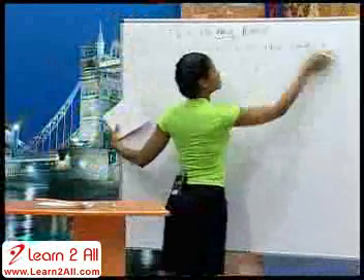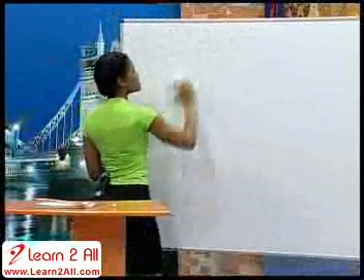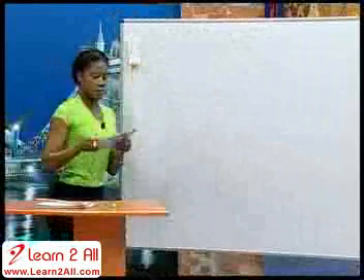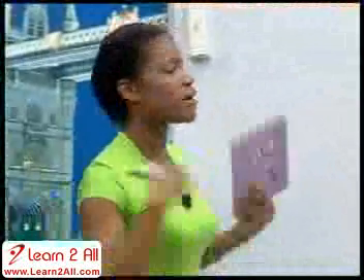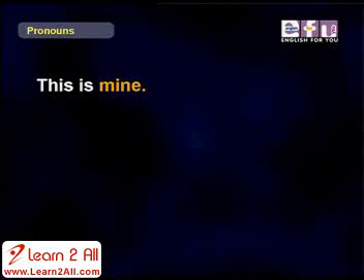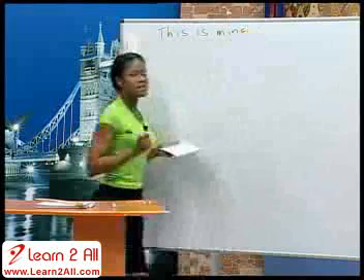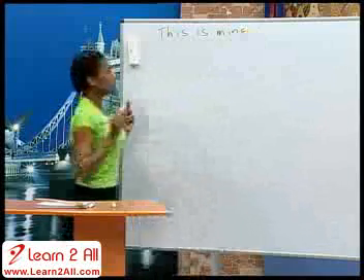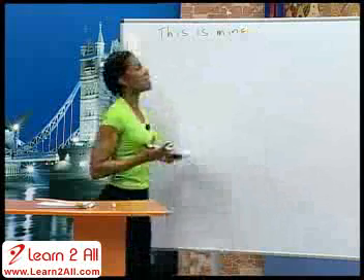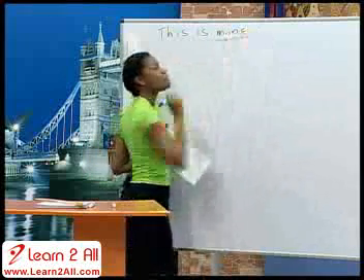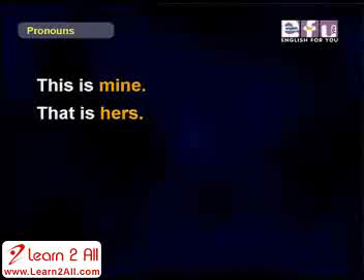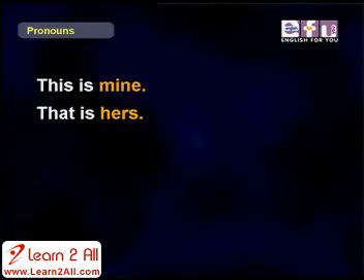Now, what's next? Next on the chart, possessive pronouns. Now, possessive pronouns are like possessive adjectives, except they don't need a noun after, because they are the noun. Talking about ownership. Okay? This is mine. So instead of saying this is my pen, if we already know what we're talking about, we can say this is mine. Possessive pronoun. That is hers.